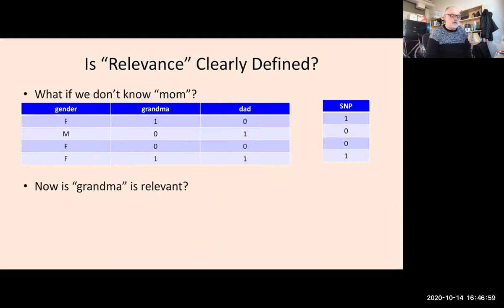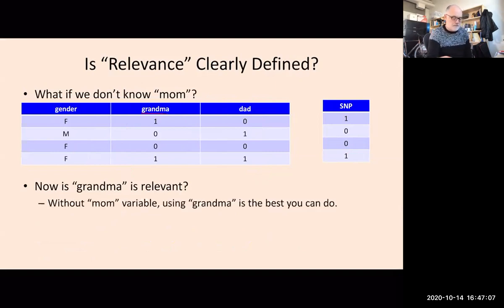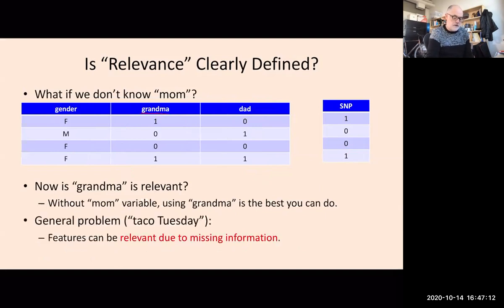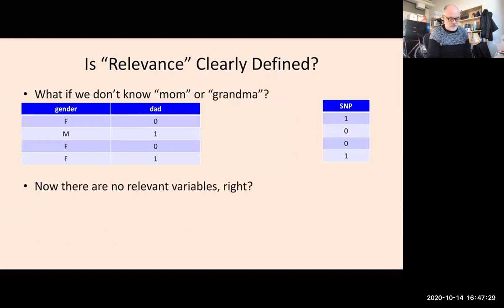Okay? What if we don't know mom, right? Well, now grandma is definitely relevant, right? We don't have the mom column anymore. We've only got the grandma column. Then using grandma is the best you can do. This is the same problem we were talking about with Taco Tuesday. If you remove the taco column and all you've got is the Tuesday column, and I only eat tacos on Tuesday, then the day of the week becomes relevant for predicting my allergy, which is a weird thing, right?